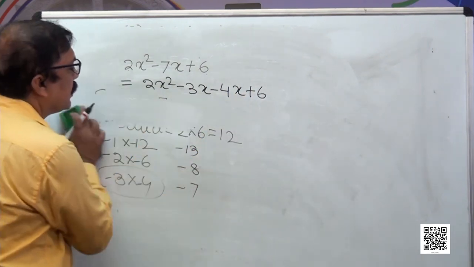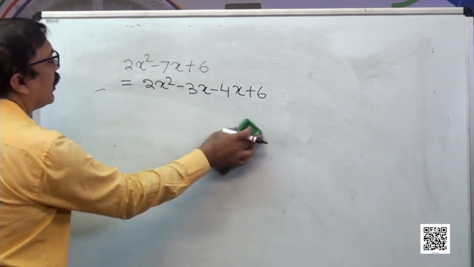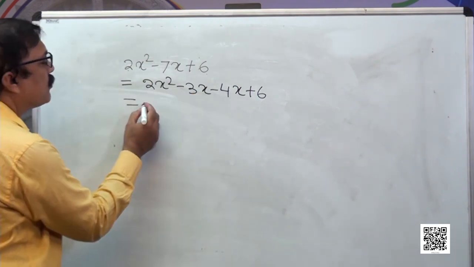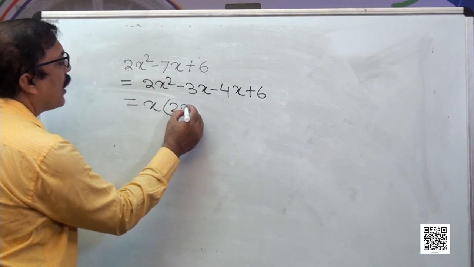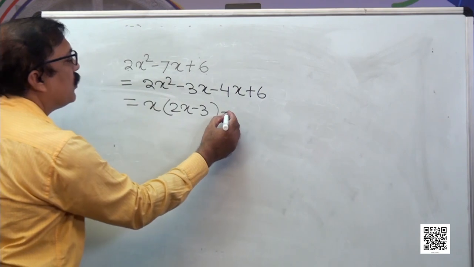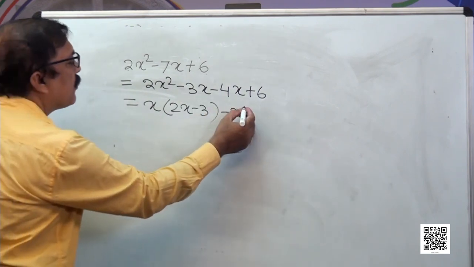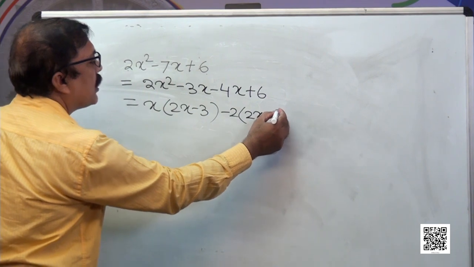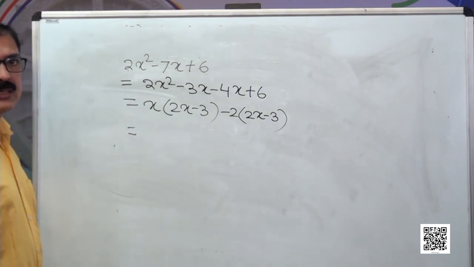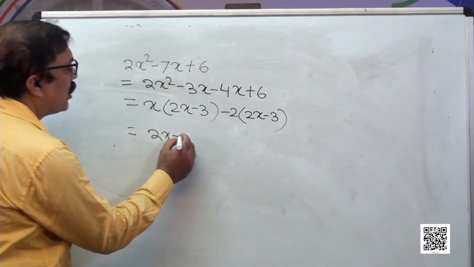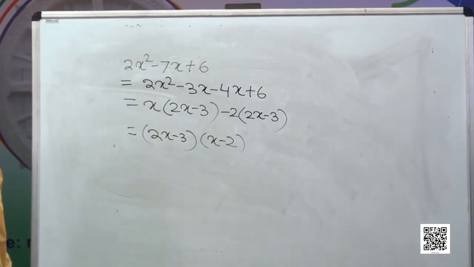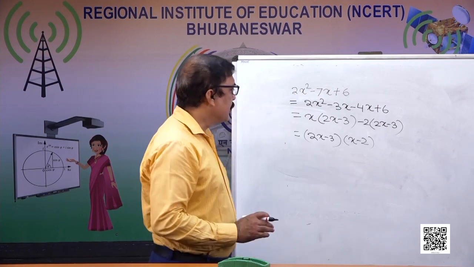From this, we can take x common from the first two terms, that gives 2x minus 3, and from the next two terms we take minus 2, that gives 2x minus 3. Now here we have 2x minus 3, and here also we have 2x minus 3. So taking 2x minus 3 common, we have x minus 2. This is the factor in this case.